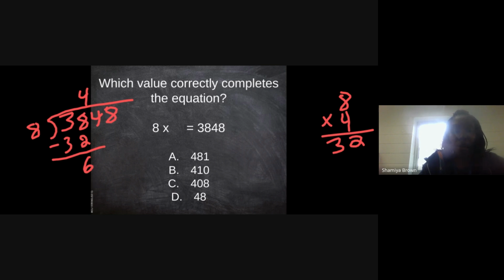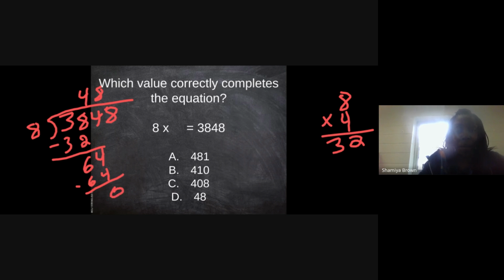Then I bring down my 4. 8 goes into 64. How many times without going over? Y'all should know that by looking at your multiplication chart. How many groups of 8 can I get out of 64? 8. 8 goes above the 4. Multiply 8 times 8, I get 64. Subtract that, I get 0.